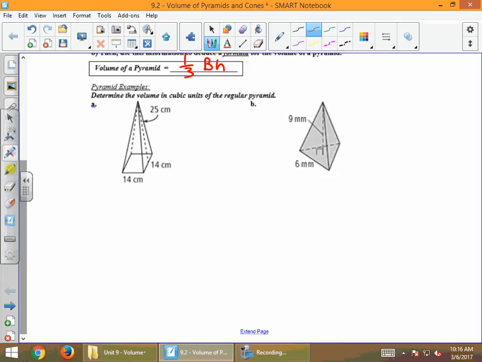So it's 1/3 big B times H. So it's exactly what you guys did before. We're now dividing by 3 as our final answer. So let's start setting these up.